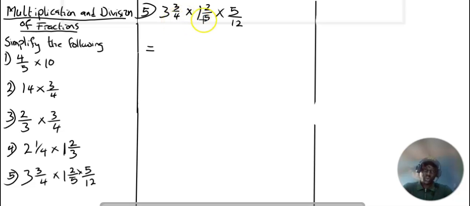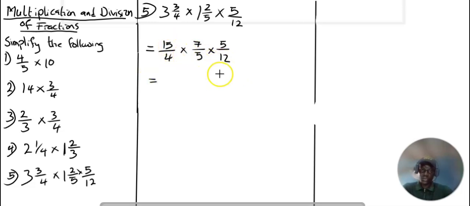The first thing we have to do here before doing any other thing is to convert these mixed numbers to improper fractions. Let's go. 4 times 3 will give you 12. 12 plus 3 will give you 15. So you have 15 over 4. 5 times 1 will give you 5. 5 plus 2 will give you 7. So you have 7 over 5. Then times 5 over 12.